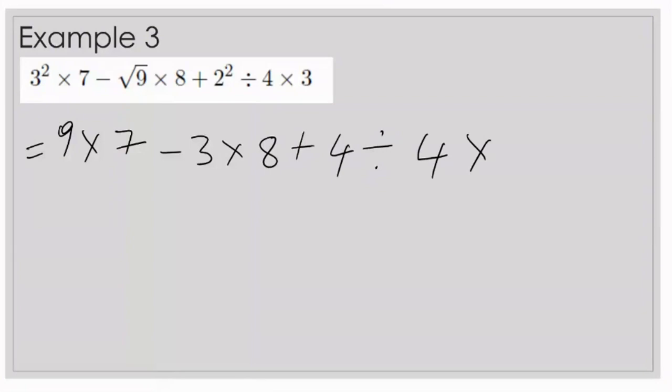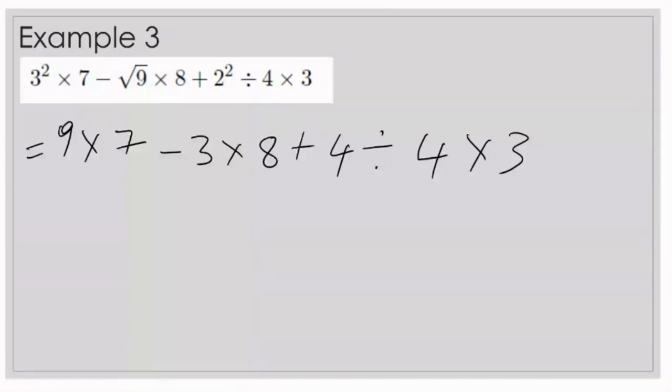Right? If I'm making a mistake, guys, you must shout, because I may not see. So now, having removed the exponents, the next thing is to go and look for multiplication and division. And when you are looking for multiplication and division, start from left to right.